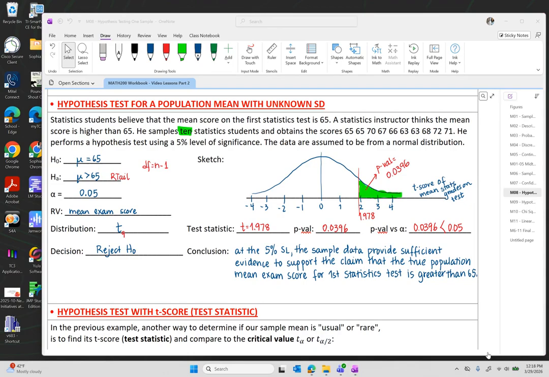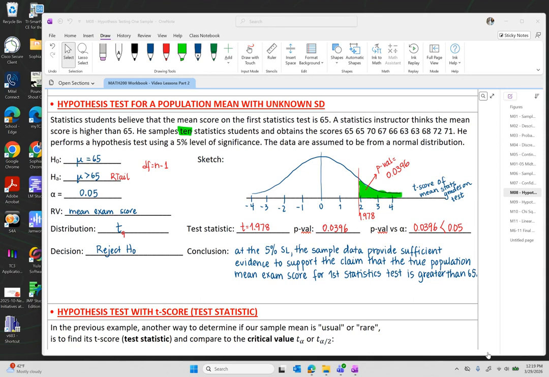Again, notice here that in my decision, I either reject the null hypothesis or fail to reject the null hypothesis. In my conclusion, I start with a significance level, and then I determine whether I have enough evidence to support the alternative hypothesis, or if I don't have enough evidence to support the alternative hypothesis. If I reject the null hypothesis, I can support the alternative hypothesis. So my conclusion states that at the 5% significance level, the sample data provides sufficient evidence to support, and then I describe the alternative hypothesis.